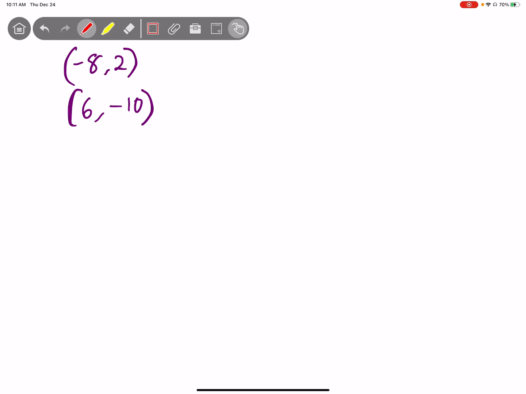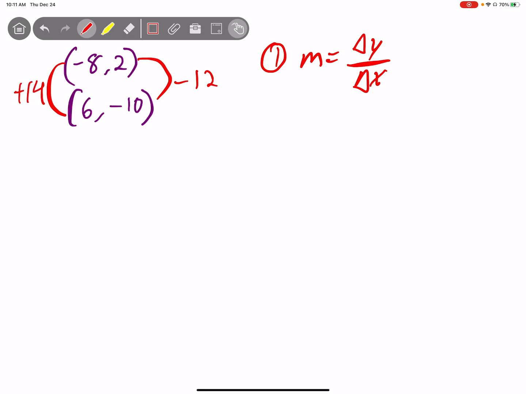All right, so the first thing we should have done is solve for m, which is the change in y over the change in x, or my rise over run. Well, y changes by subtracting 12, and x changes by adding 14. So I get m equals negative 12 over 14, which is the same thing as negative 6/7. Okay, negative 6/7. So now we have m.